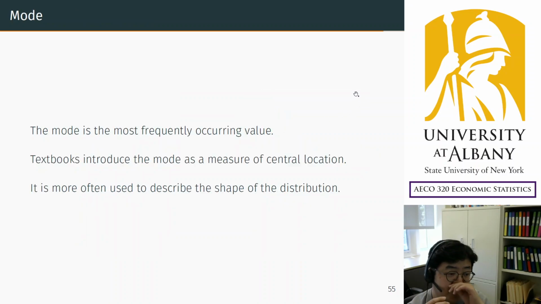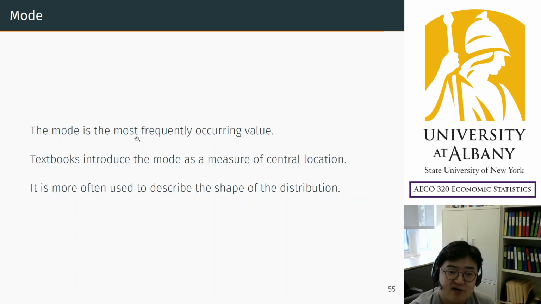And another measure, mode. In typical textbooks, mode is considered a measure of central location. But frankly, I have never seen this as a measure of central location in any context. So I don't include this as a measure of central location, but it has its own role. It's another interesting measure and can explain things.